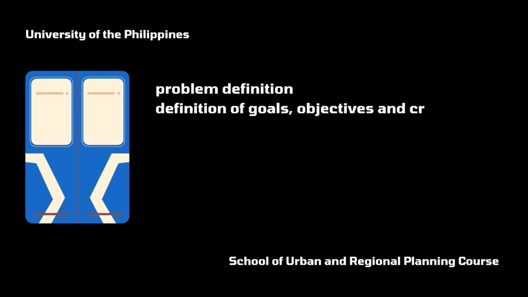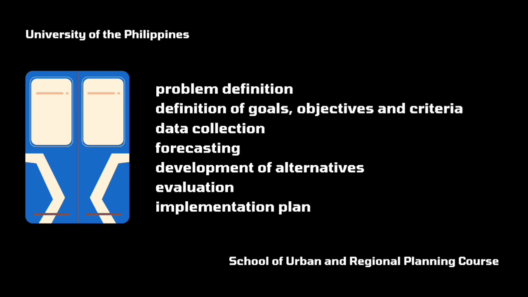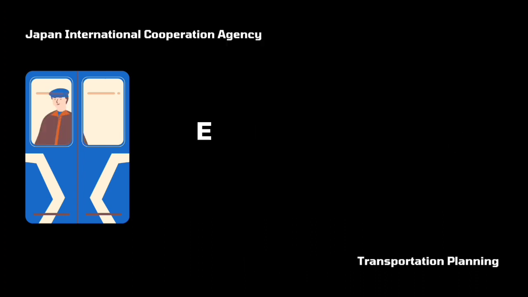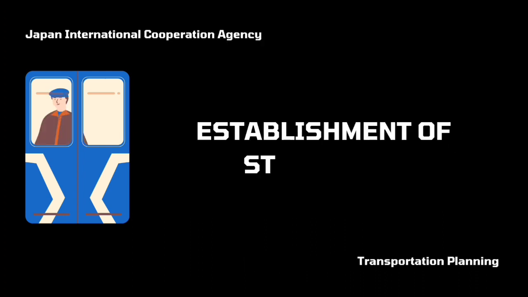UP listed the overall transport planning process as consisting of problem definition, definition of goals, objectives, and criteria, data collection, forecasting, development of alternatives, evaluation, and implementation plan. These elements are similar to JICA's public transport planning process. The only difference is the additional first step, which is the establishment of the study area.